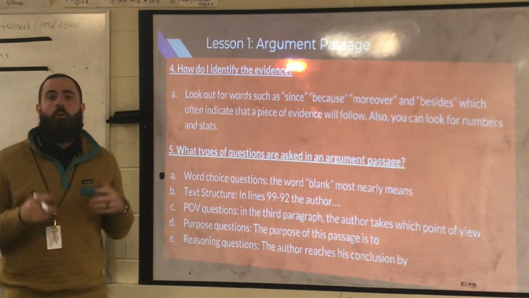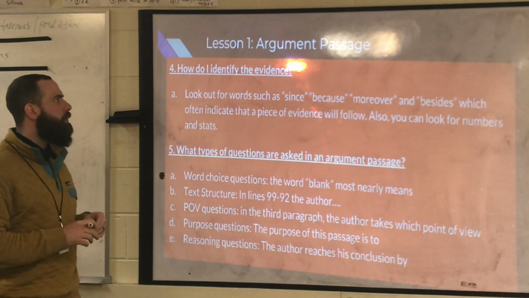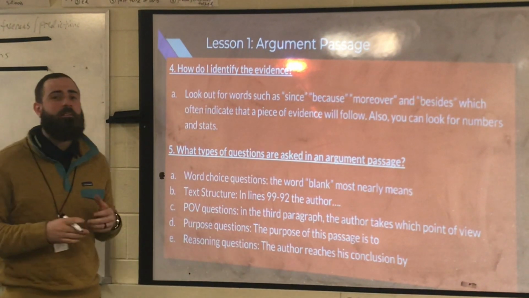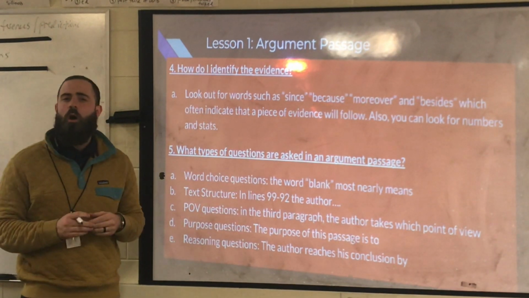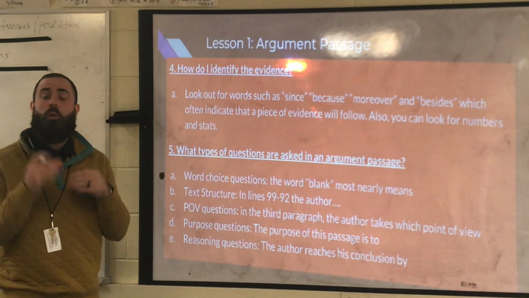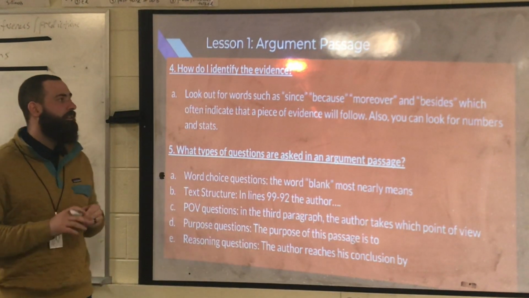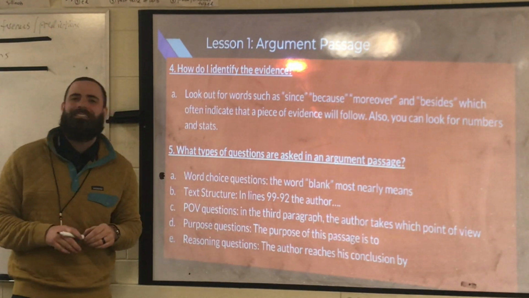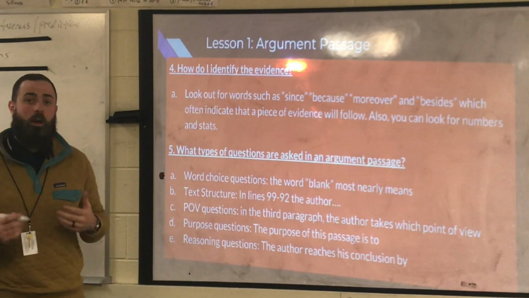Now that we understand what an argument is and where to look for it in the passage, we want to break down the evidence piece, because the evidence can be equally as important when it comes to the PSAT. A question won't always ask, what is the argument? The following question oftentimes is, which piece of evidence supports your answer? So when we're looking for evidence, again, there are key words or phrases that we can look for that will tip us off a piece of evidence might be coming.